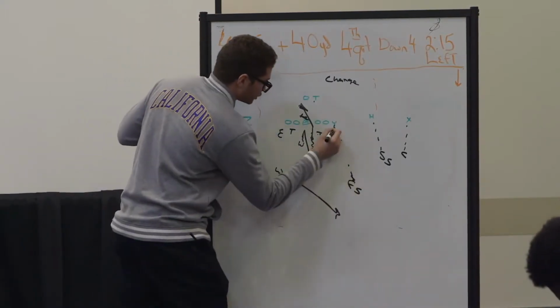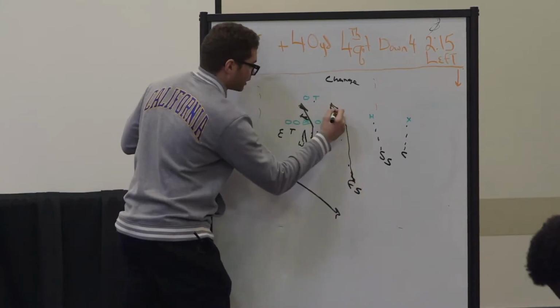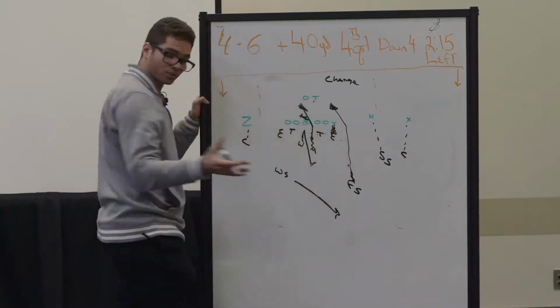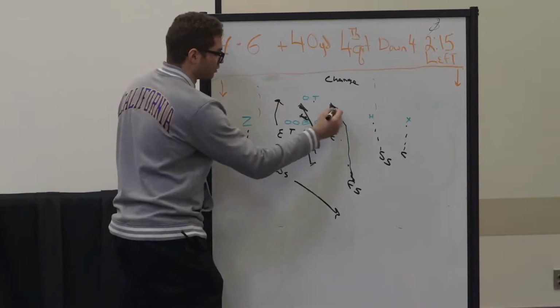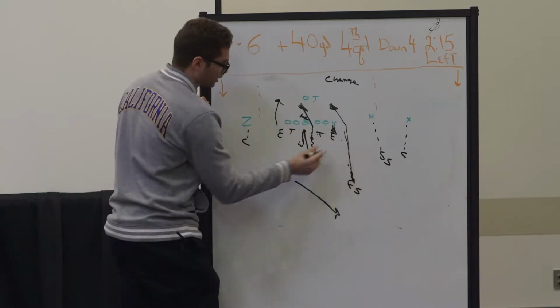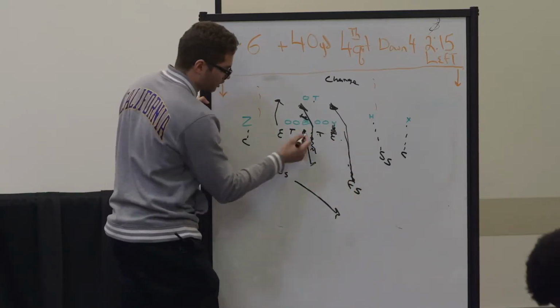So we're going to change it, and he's going to come off the edge. So corner's here, end has him, he's in a 3-point stance. We're going to blitz peel with our edge rushers. We're showing like it's 6-man going on 7-man rush. It's only going to be 5.